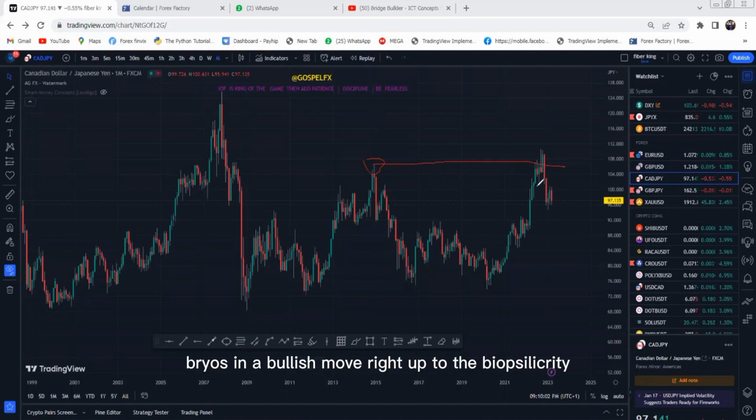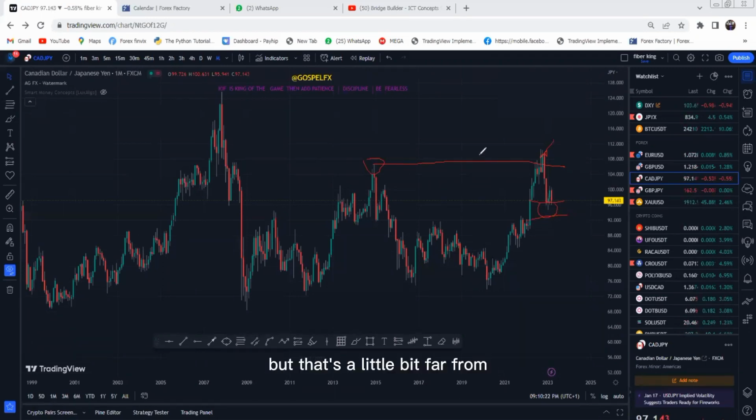Now, price was in a bullish move right up to the buy side liquidity and then a retracement started to happen. We had a flagship reversal candle, this candle taking the low of this one and closing bearish. And then furthermore, we had another CB down here, which was the main draw on liquidity. But that's a little bit far from the current price action.